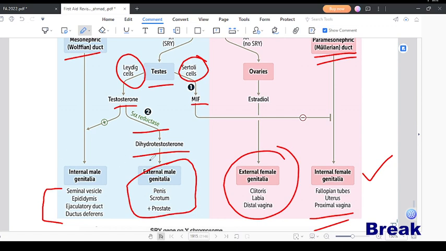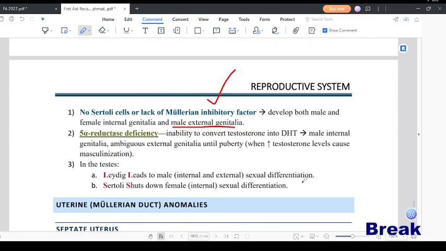The internal and external genitalia, they are dictated by testosterone. So if the person is lacking the Sertoli cell during the in utero life, that results in the lack of Mullerian inhibitory factor. So these structures will be formed just fine, and along with that, the paramesonephric duct or the Mullerian duct, since it is not inhibited, the person will also have internal female genitalia.